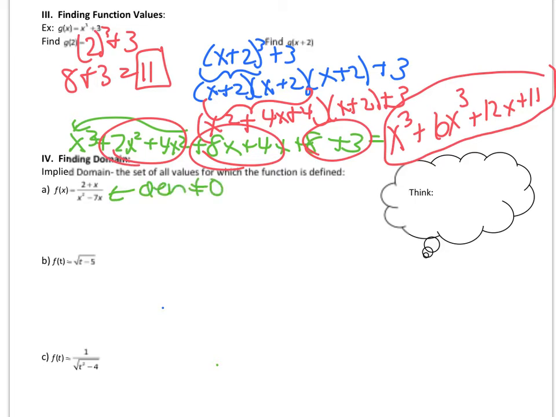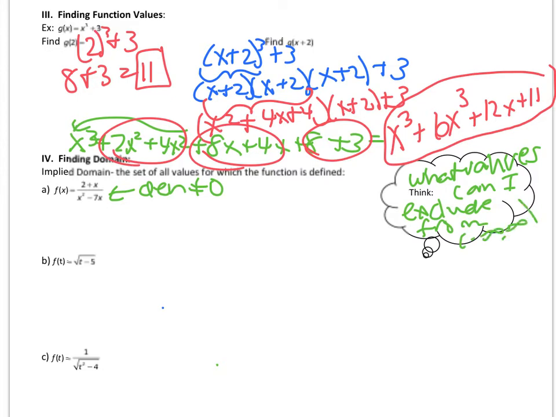So when I'm trying to figure out what my domain is, the thing I need to think in my head is, what values can I exclude from all real numbers, negative infinity to positive infinity. So here, the only two numbers that I can't have, or it might be more than two, are whatever will make my denominator 0. So if I factor out an x, yes, we will be doing a lot of factoring this year, we get x times (x minus 7) equals 0.